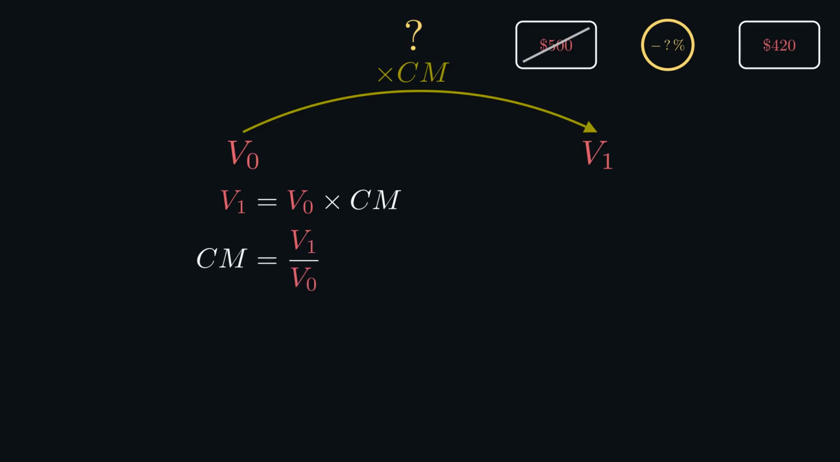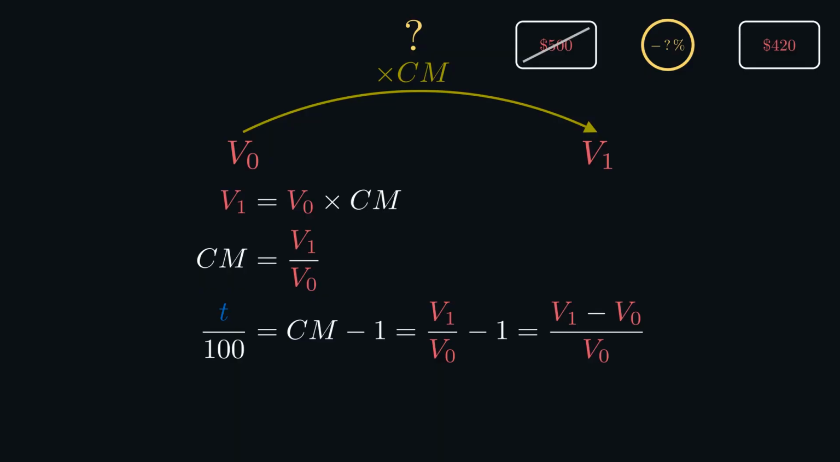Divide both sides by V0, Cm is V1 over V0, and Cm is 1 plus T over 100, so T over 100 is Cm minus 1, V1 over V0 minus 1. The change over V0, so T equals V1 minus V0 over V0 times 100. The change compared to the original.